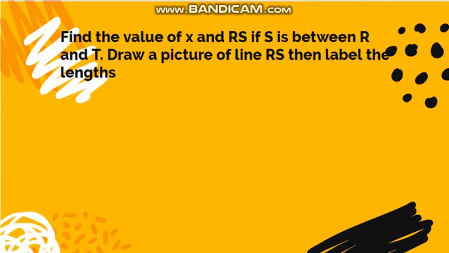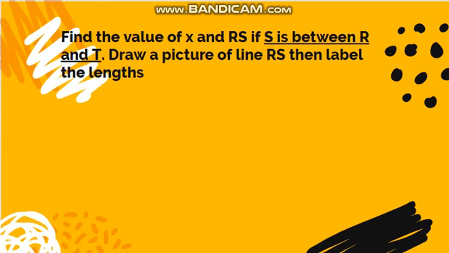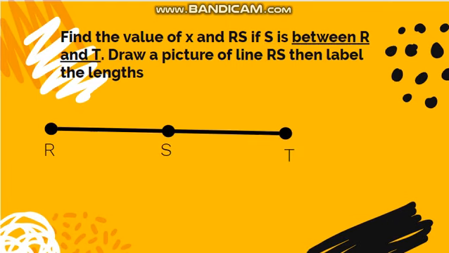So now we're being given this problem. We have to draw a picture of line RS. We're finding RS. If S is a point between R and T, we can assume that these 3 points, S, R, and T, are all on the same line. And we're going to find the value of X and the length of RS in each of these. So if S is between R and T, our line is going to look like this. They're all collinear, R and T with S between.